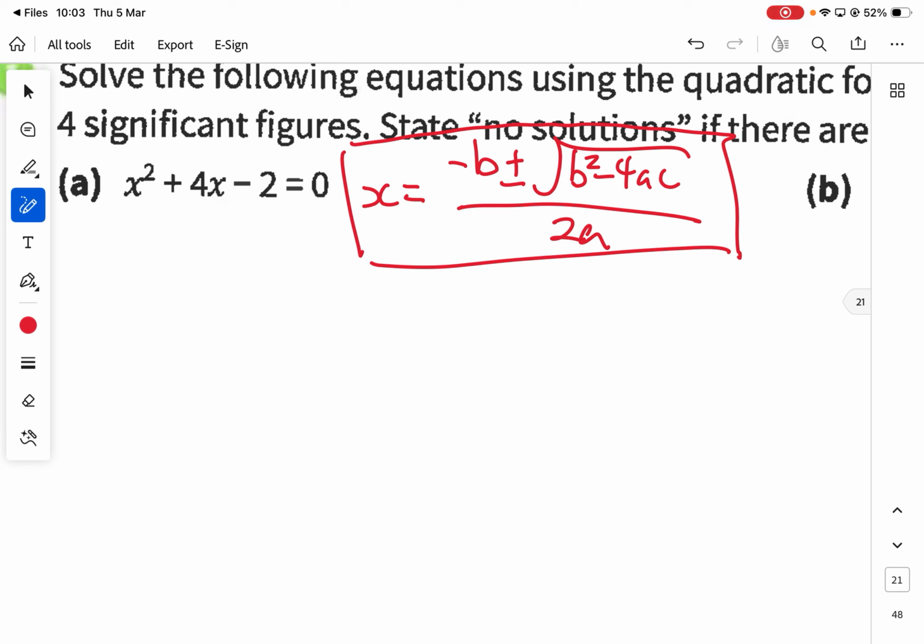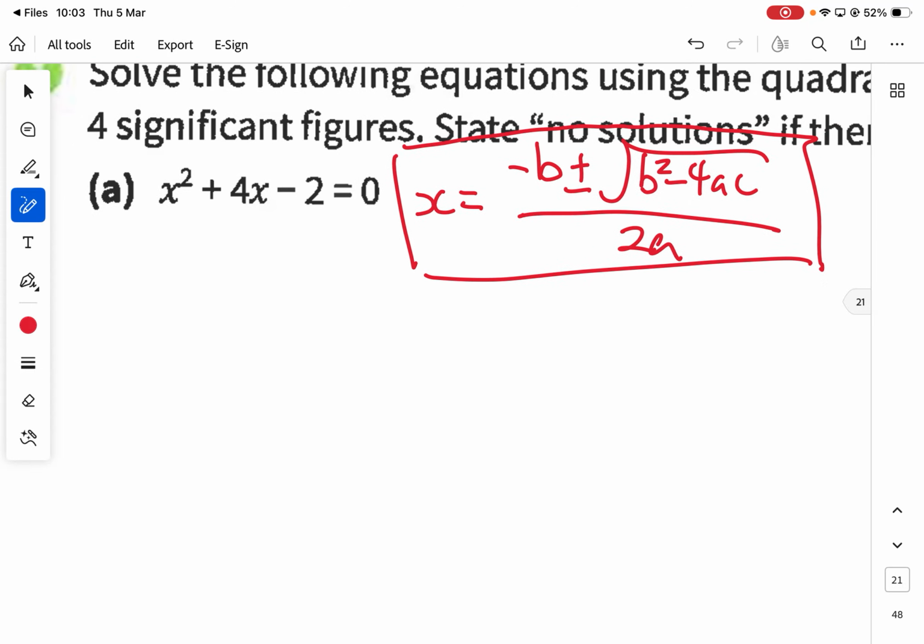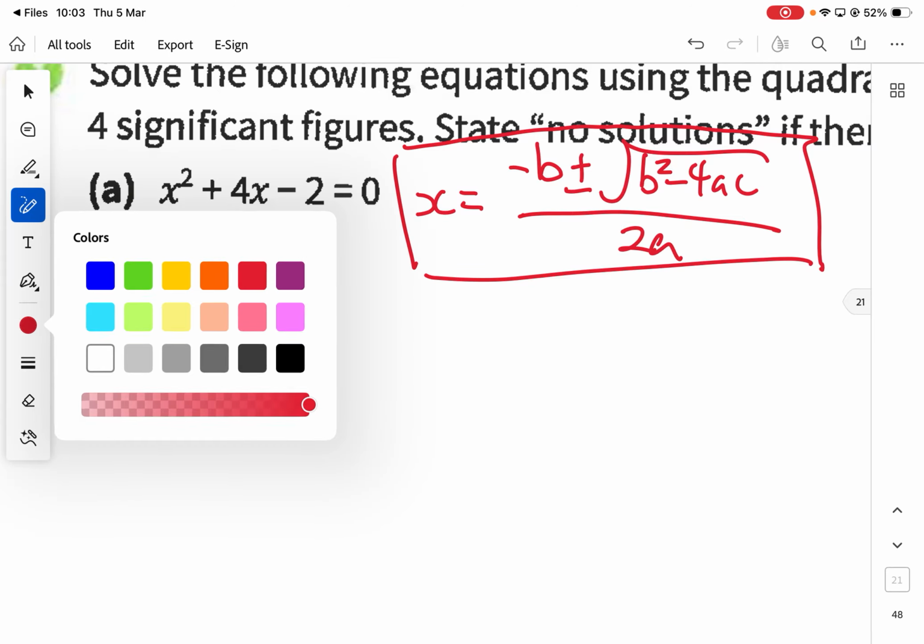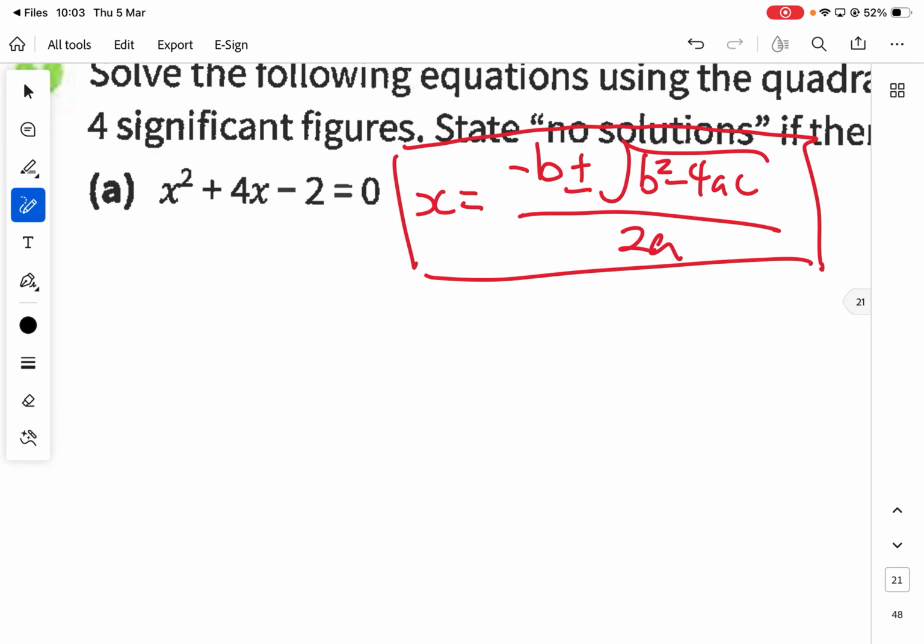Okay. So how do we use this formula? Given any quadratic equation, the next line that I will write down is, I must identify what is A, what is B, what is C. So the definition of A, B, and C.